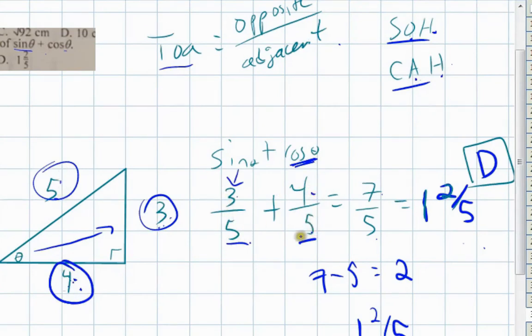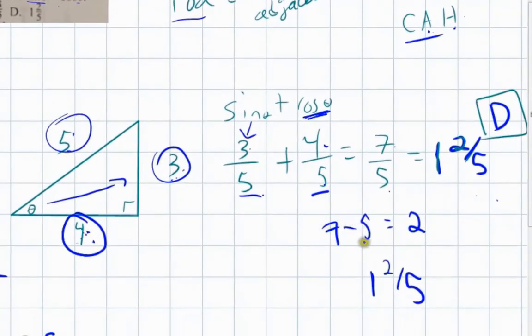They have a common denominator, so you can easily add them to 7/5, and then you're going to reduce to 1 2/5, because 5 goes into 7 once, but it leaves you with 2 left over, so 1 2/5, and your option D is going to be your answer.